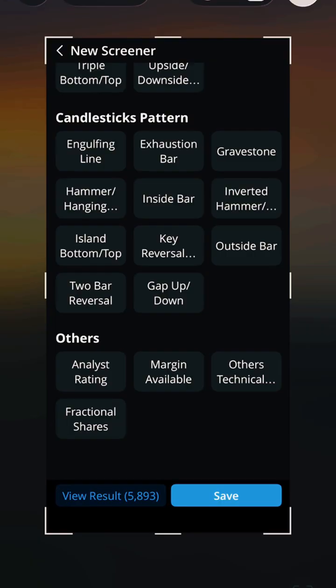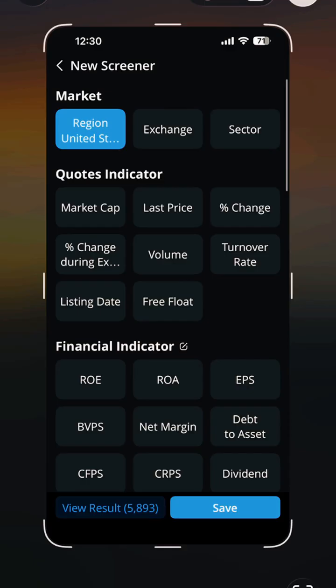So I'm going to show you a few different ways to use a screener and what it is for. This platform that I'm showing you is called Webull.